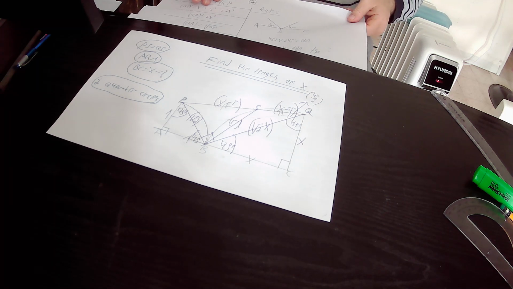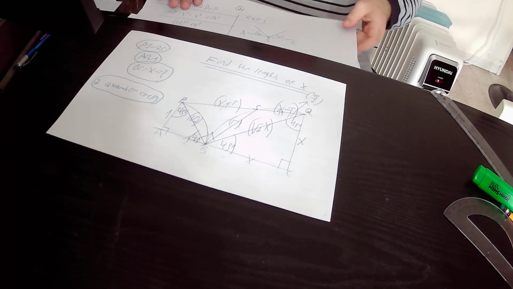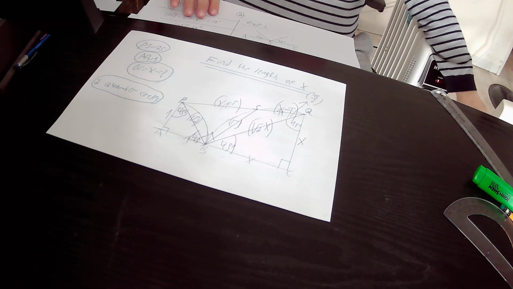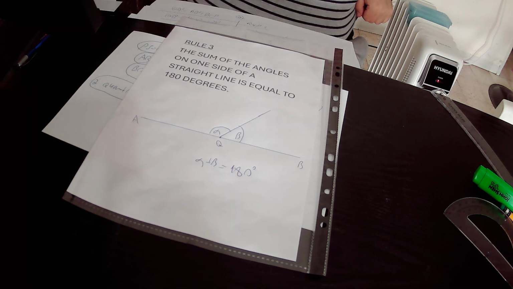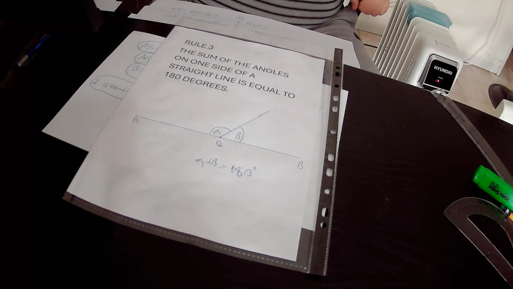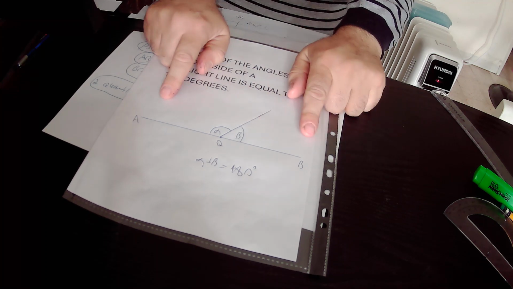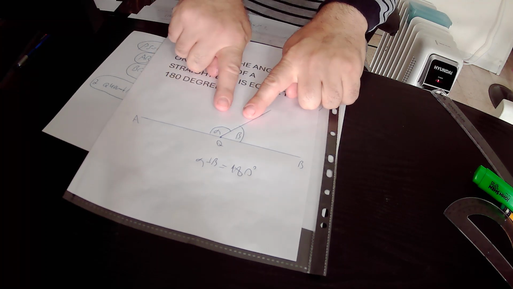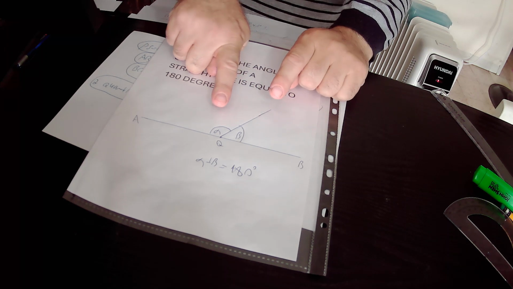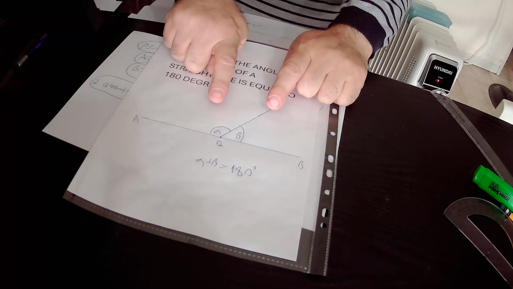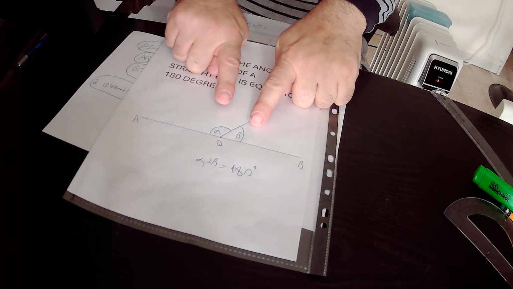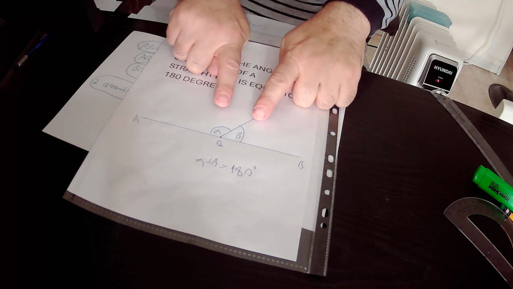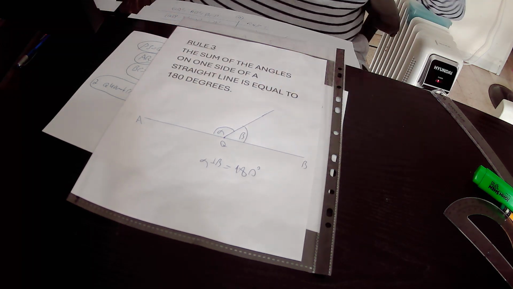Then I presented to you rule number 3, and we implemented rule number 3 in our drawing. According to rule number 3, the sum of the angles on one side of a straight line is equal to 180 degrees. So in the domain we have the straight line AB. If we focus on the upper side of this straight line AB at point Q, the sum of the angles must be equal to 180 degrees. So which angles do we have at the upper side of AB at point Q? We have this angle alpha and the other angle beta. So in total, alpha plus beta must be equal to 180 degrees according to rule number 3.